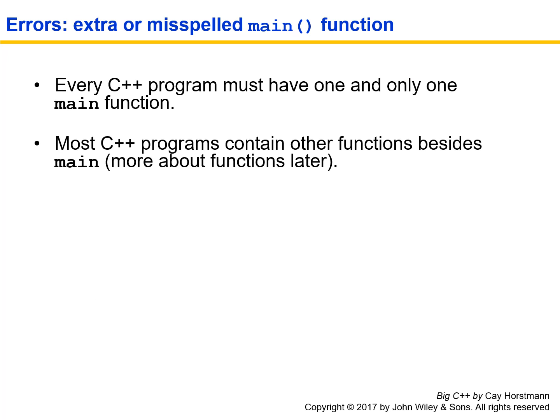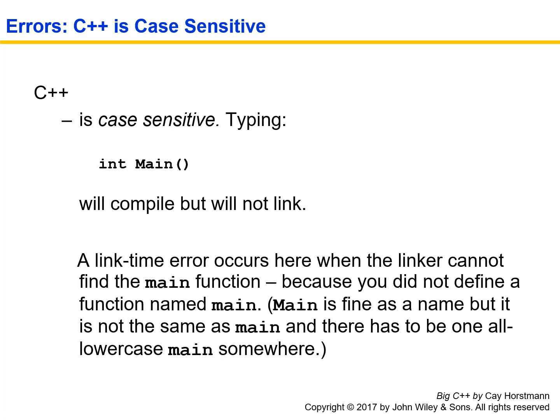Okay. Some other common errors, extra main functions. You might misspell the main function. You might give main a capital letter. That is not allowed. C++ is case sensitive. Everything has to be typed in the case, usually lowercase, that it was intended to be in. So you can actually, if you want, create a capitalized main function, but it will not do anything unless you call it specifically, because the linker is looking for a lowercase main function as the place to start your program.